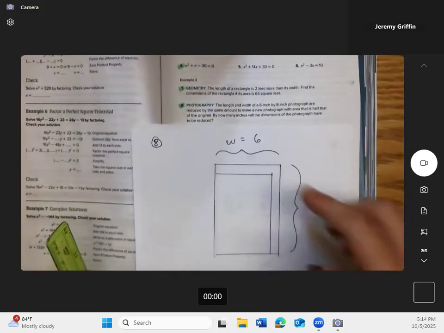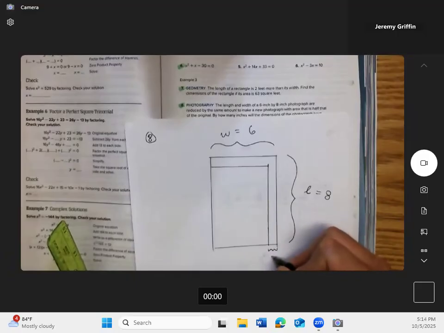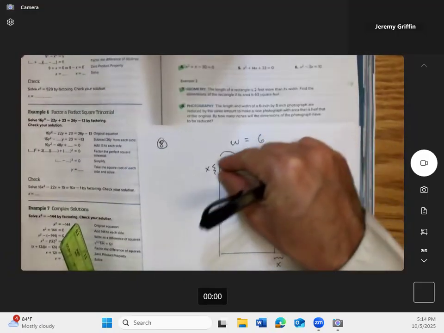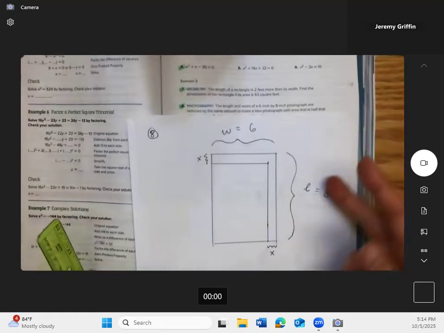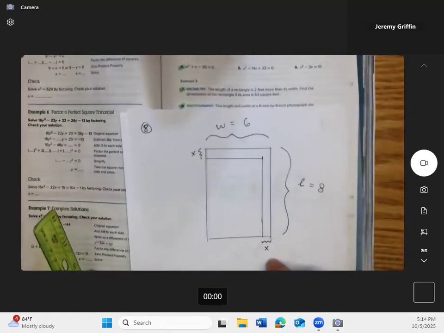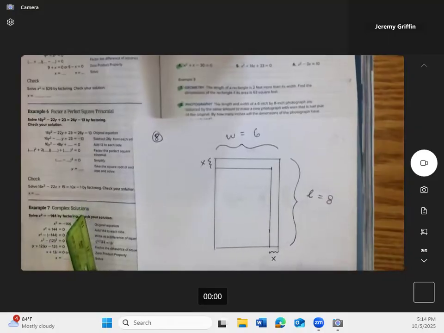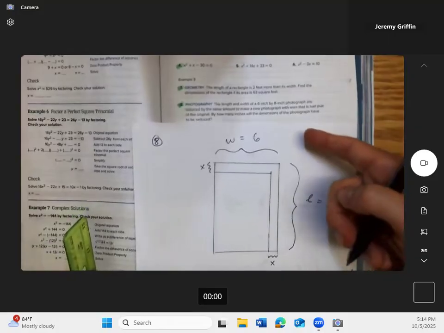Okay. And the amount we're shaving away, though, I'll call X. If I did the whole perimeter, I'd have to call it X over 2 and then X over 2 over here. But this way of doing it, I'm just shaving off one side. So X and X. No matter how you interpret it or draw the picture out, it'll lead to the same equation.